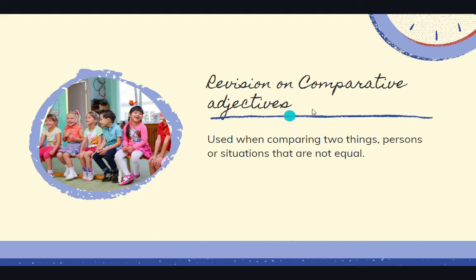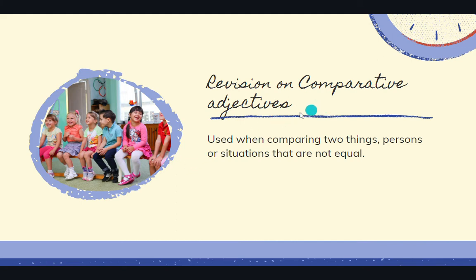The first one, before we go into comparative adjective, I would like to ask you, do you remember what is adjective? Very good. Adjective is kata sifat. For example, bunga itu cantik. Cantik adalah kata sifat bagi bunga. That flower is beautiful. Beautiful is an adjective for the flower.